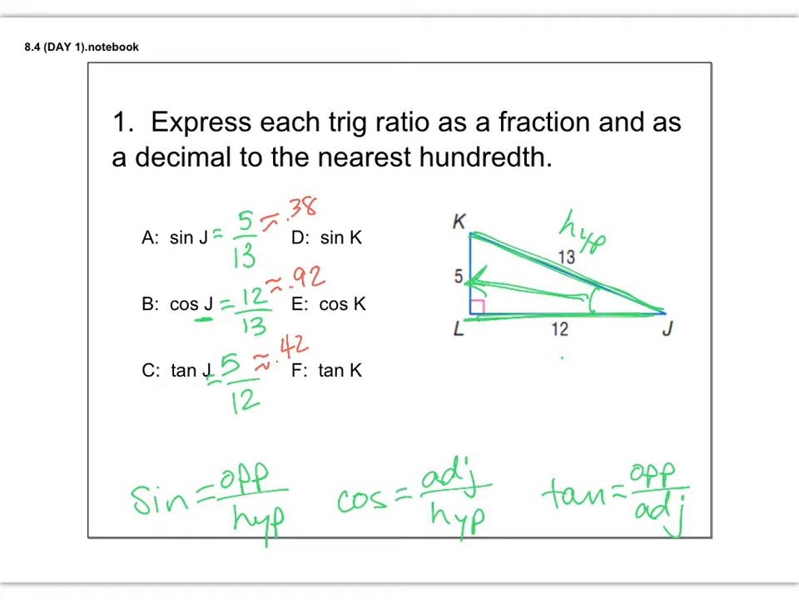If you did it correctly, the sine of k should be 12 over 13, which is 0.92. Cosine k should be 5 over 13, which is 0.38. And tangent k should be 12 over 5, which is 2.4.